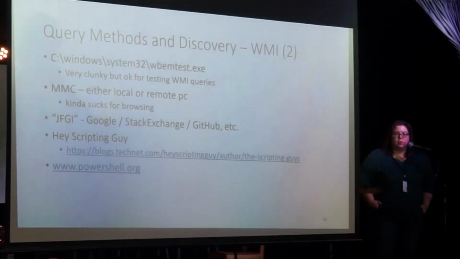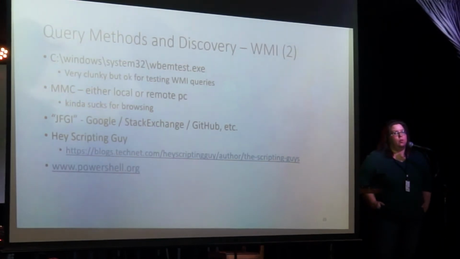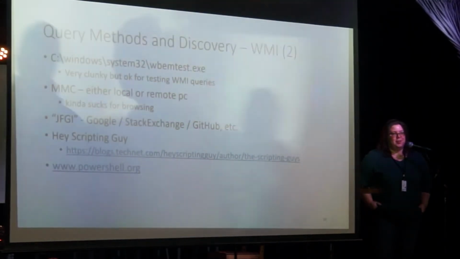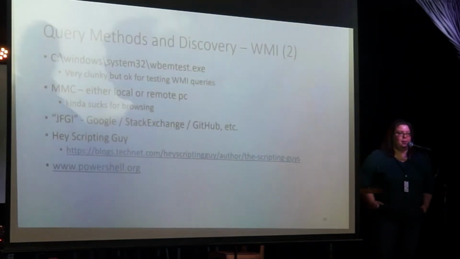Query methods and discovery. You've got WBEMTest available right on Windows itself. It's clunky, but it's good if you want to test an actual query. The queries for this are very SQL-like. MMC kind of sucks for browsing, but it does have a use, especially for figuring out security and groups and who has access to do what. As I said before, just Google it. If you have a problem to solve, you're going to find a lot of examples on Stack Exchange or GitHub. Same with the Hey, Scripting Guy website and PowerShell.org.